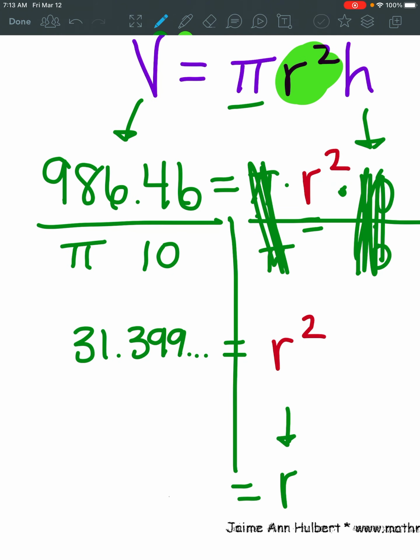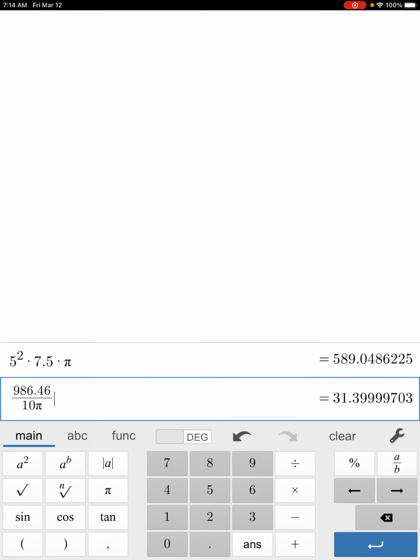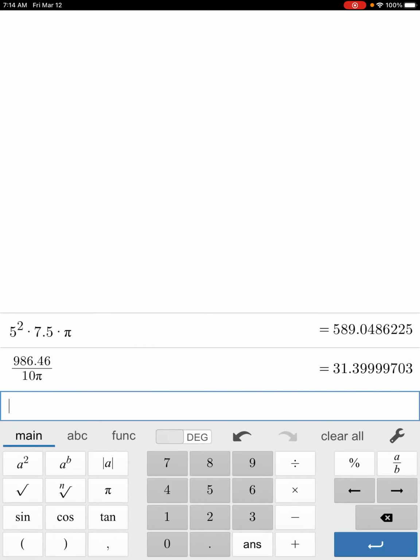Now, that isn't our value of r because we still have that squared on there. So remember, squared means r times r. So we're trying to figure out what times itself equals that r squared. So if we do the square root to both sides, remember, a square root means what number times itself equals that number under there. So I'm going to take my square root symbol over there, and I'm going to square root that whole answer, and we get about 5.6 for the radius.